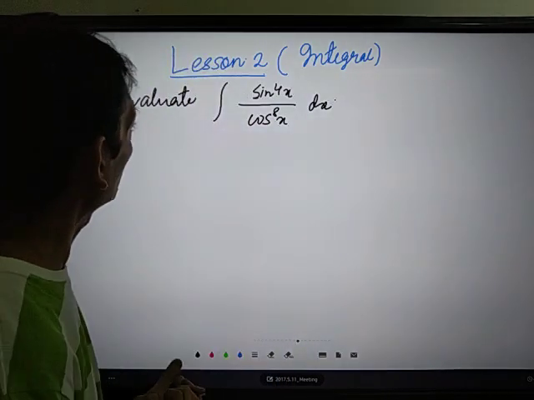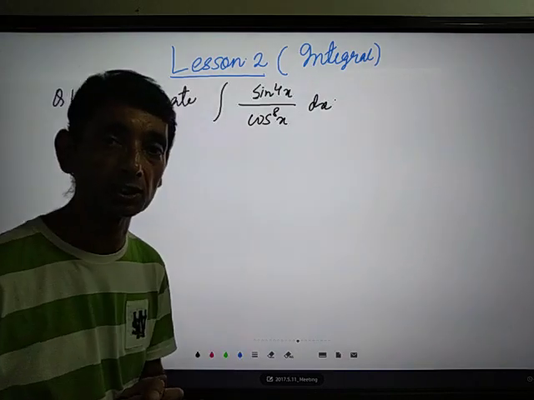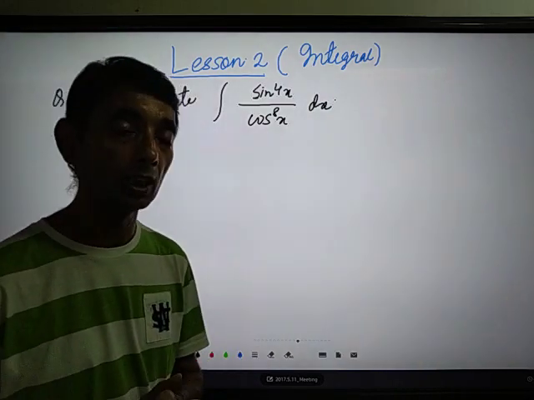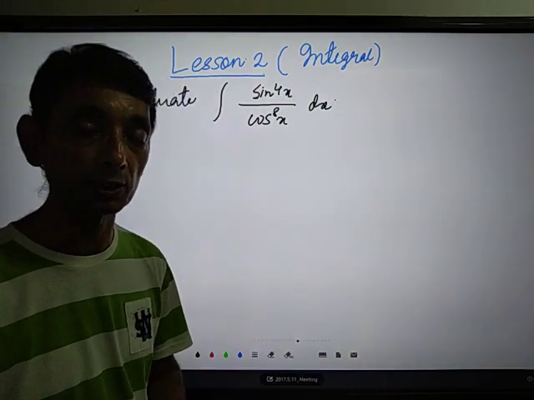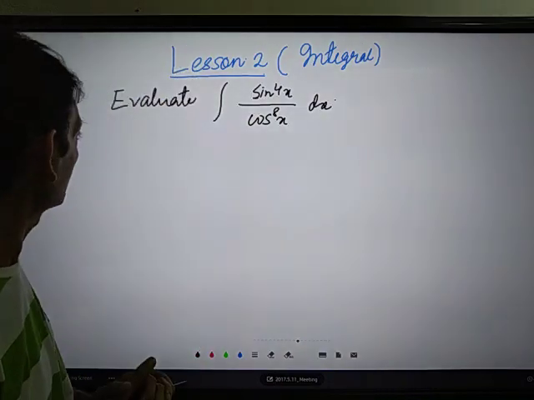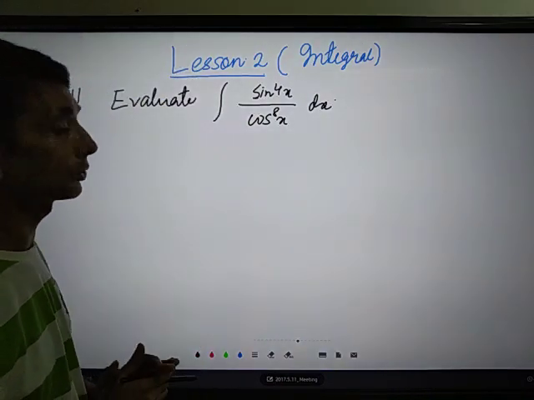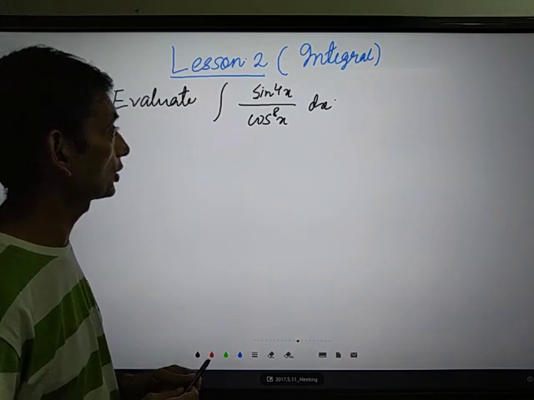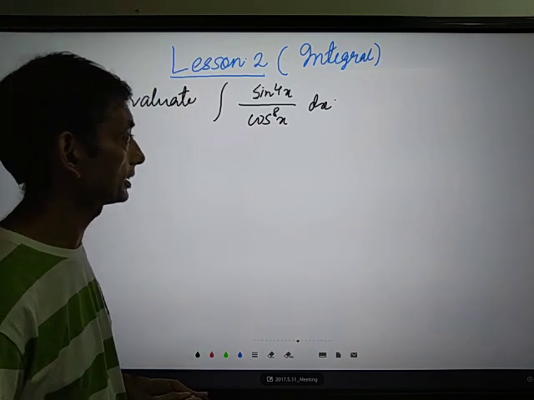And for today, this is question 11. We'll be starting from question 11 because the first 10 questions you have done in lesson 1. So it's this question number 11. We need to evaluate sin to the power 4x by cos to the power 8x dx.